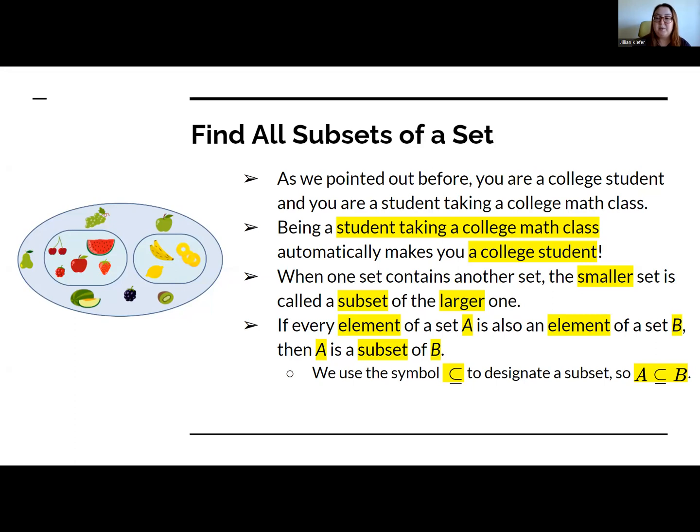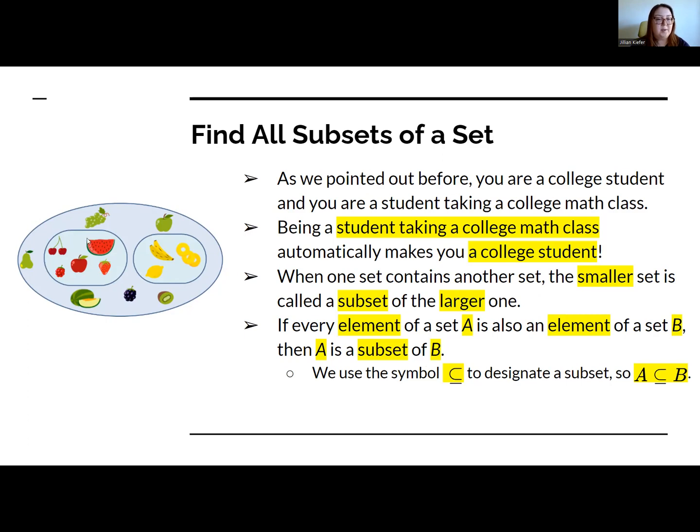We do use this symbol to designate a subset. It looks like a C that's kind of long, and then it has a line underneath. So we say that is a subset. In this case, we would say A is a subset of B. That's how we would write that. We can look at our picture here on the side. We see that there's one big circle and it contains 2 smaller circles.